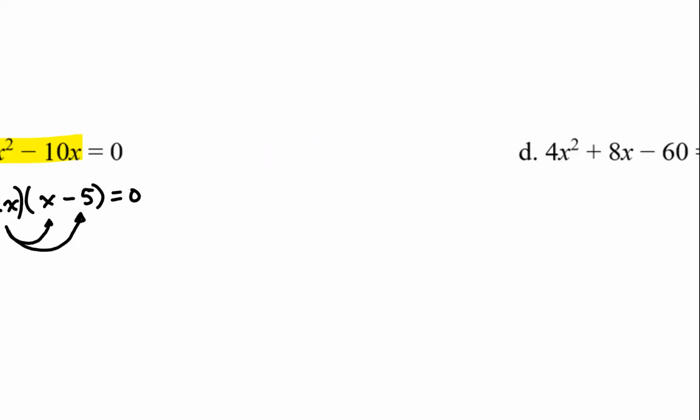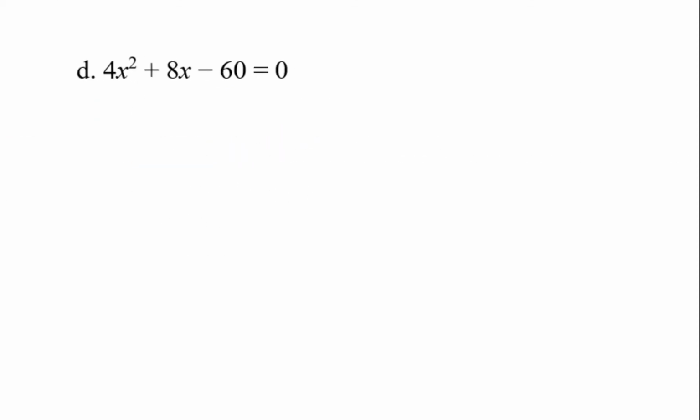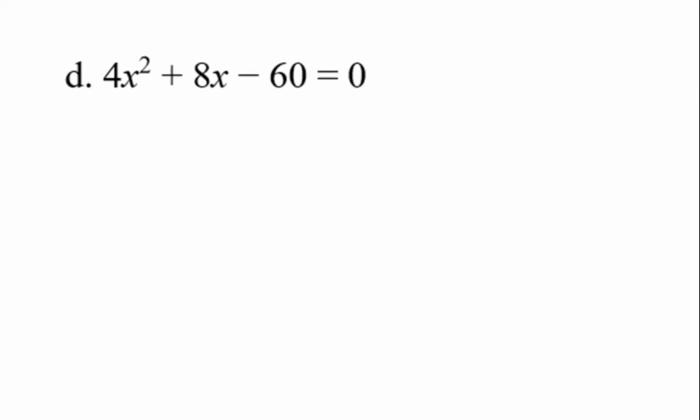The other thing that I want to point out is in problem D, there is a greatest common factor here. In fact, I think all three of these may be divided by the number 4 evenly. So if I divide this by 4, I have just an x squared. If I divide 8 by 4, I have plus 2x. And 60 divided by 4 is, half of that's 30, half of that's 15. So I've got negative 15.